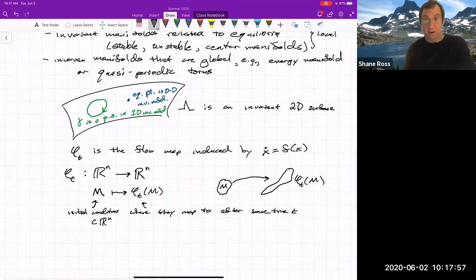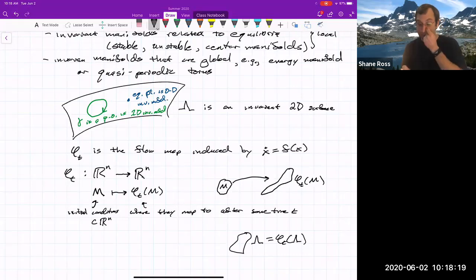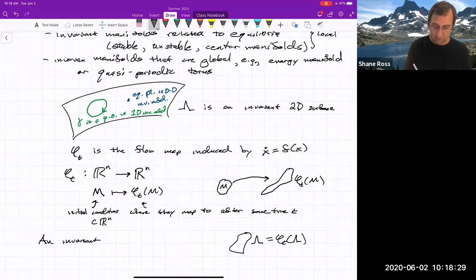This thing that I've sketched out, M, is not invariant because all the initial conditions moved away. But if we did happen to have a set, let's call it lambda, and if we flowed it, we would get the flow of lambda, phi of t of lambda. If they happen to be the same thing, then this is an invariant manifold. That means it's invariant, it doesn't change under the flow.